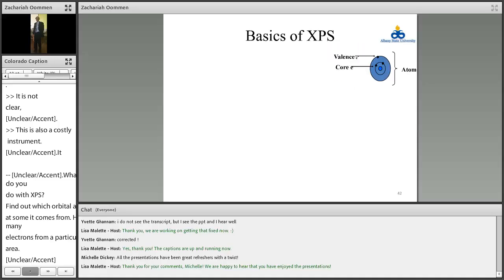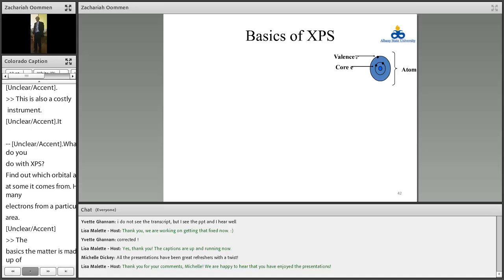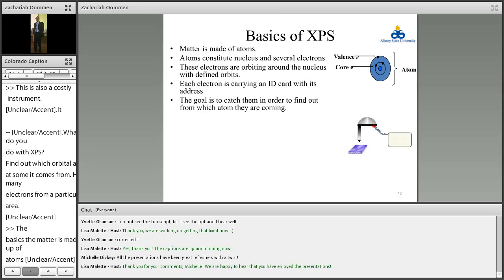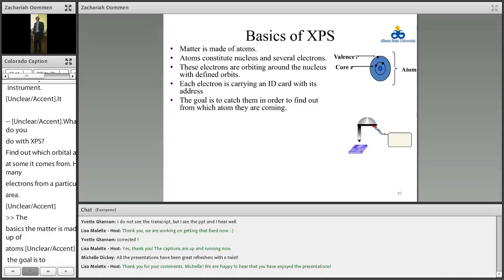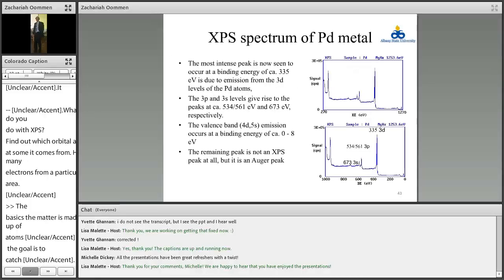As you know, matter is made up of atoms, and the atom consists of a nucleus and the electrons around it. And each electron carries an ID with its address. The goal is to catch that electron and identify it. So how do you do that? You have to expose the sample to X-ray bombardment. Usually aluminum and manganese K-alpha X-rays can be used. That can remove the core electrons from the atom. Then once you have the electron from the sample, you measure the kinetic energy of the electron, calculate the binding energy, then plot kinetic energy or binding energy versus signal intensity. So that is what we do.